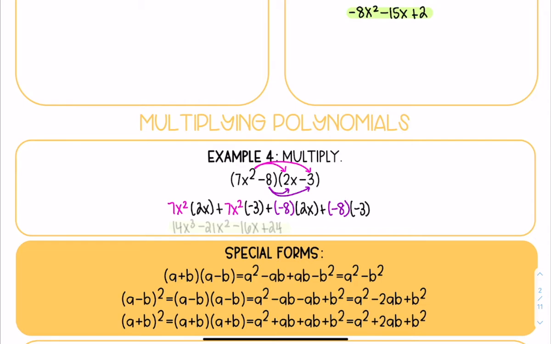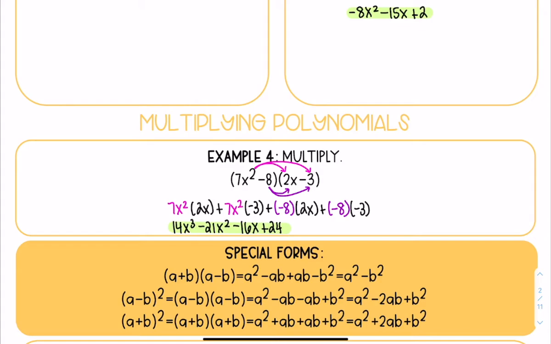So 7x squared times 2x is going to give me 14x cubed. 7x squared times -3 is -21x squared. -8 times 2x is -16x. And -8 times -3 is plus 24. And we just want to make sure we don't have any like terms to combine, and we don't. So this is going to be my final answer.